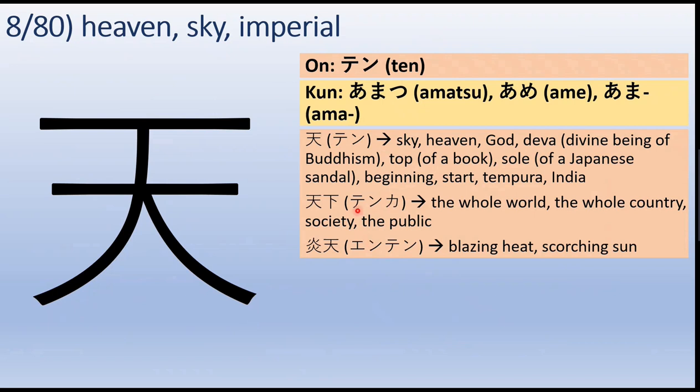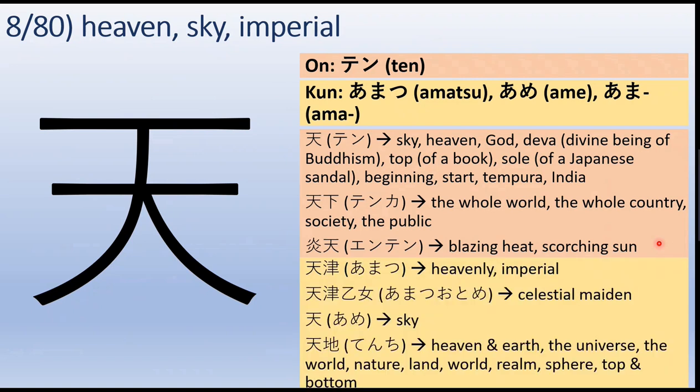Tenka is a compound word that means the whole world, the whole country, the society, or the public. Nten meaning blazing heat or the scorching sun. In Kun'yomi, we have Amatsu, meaning heavenly or imperial. This is Amatsu Otome, meaning celestial maiden. We have Ame as sky. We have Tenchi as heaven and earth, the universe, the world, nature, land, world, realm, sphere, top and bottom.